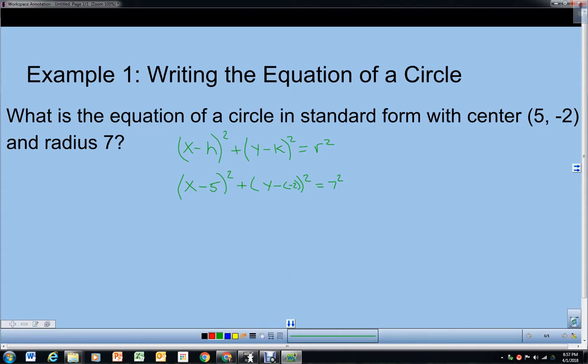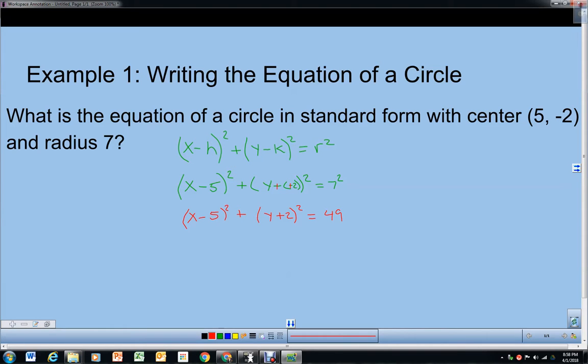Now in the equation it's the radius squared, so whatever that value is should be squared. As we go through here, we'll finish writing these as (x - 5)² plus, change the sign here to plus, which gives us (y + 2)² = 49. And this is the equation in standard form. Your center is going to be at (5, -2). It's always opposite what it is in here.